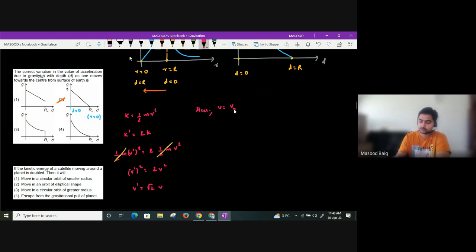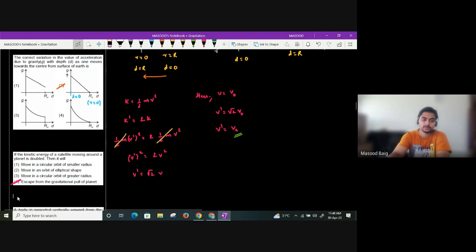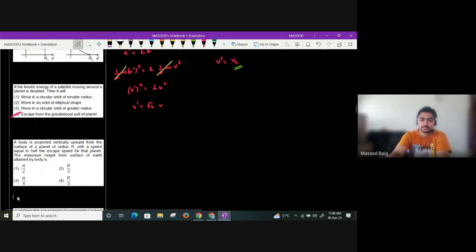Yes or no? So what will v dash value become? Root 2 times the orbital speed. What is root 2 times the orbital speed? It is escape speed. So when kinetic energy is doubled, it means speed becomes root 2 times the orbital speed, which happens to be escape speed. Whenever you are giving escape speed to a satellite, what will happen, guys? Will it escape from the gravitational pull of the earth or not? It will escape from the gravitational pull of the earth. Understood, everyone?